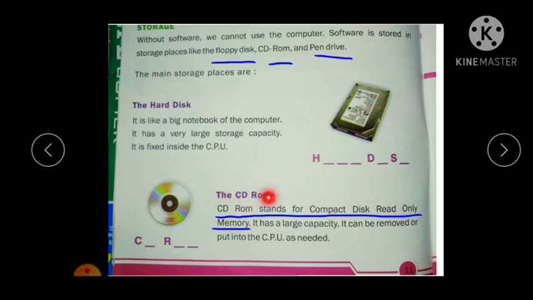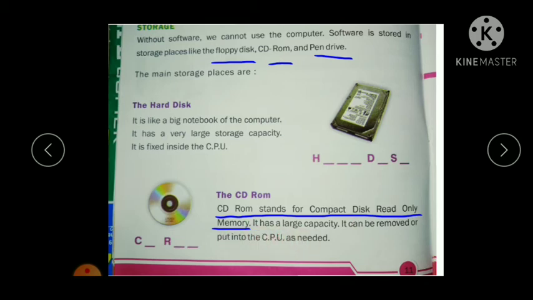Next, CD-ROM. CD-ROM stands for compact disk read-only memory. What is the full form of CD-ROM? Compact disk read-only memory. Write the spelling here. It has a large capacity. It can be removed or put into the CPU as needed.